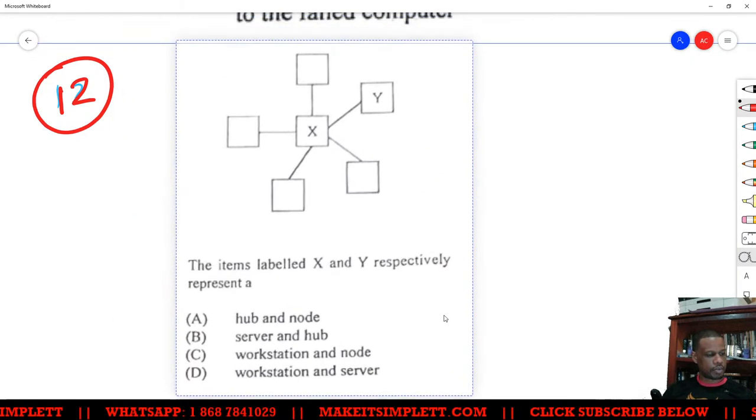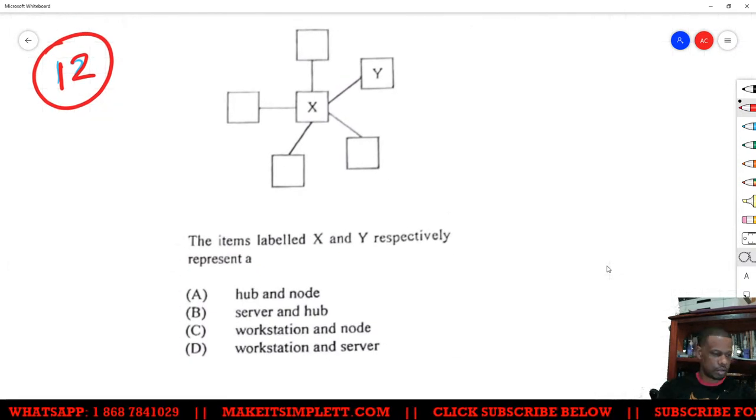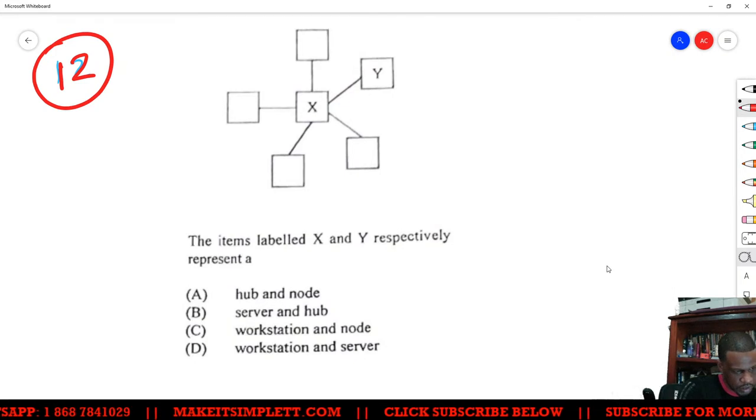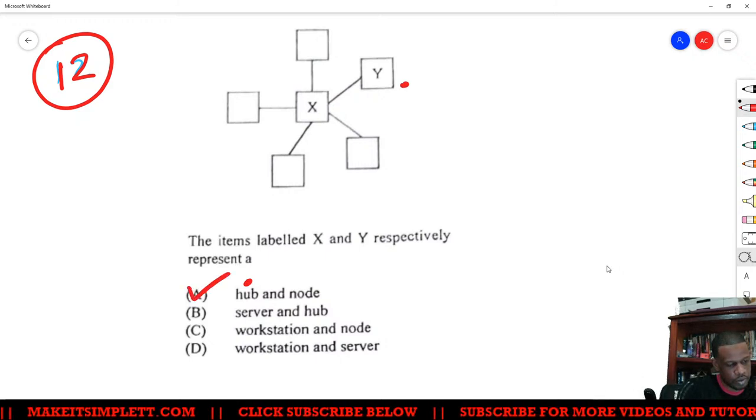The items labeled X and Y respectively represent what? In the middle here, this is usually a hub or a switch. So what do they have here? They have hub. Y is a node.